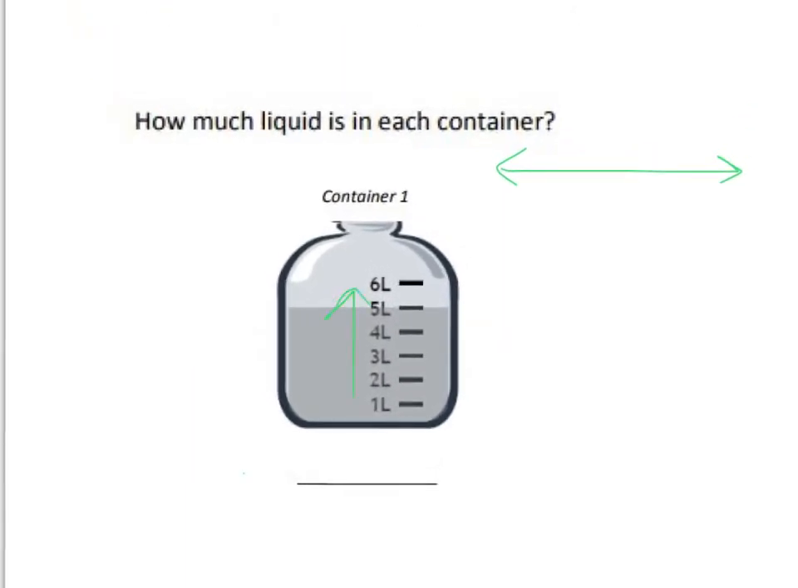I see it going straight up like that, from 1 to 6. So that would be considered a vertical number line. And I can easily answer the question of how much liquid is in each container by looking at container 1 and seeing that the water stops right at 5 liters. So my answer would be labeled 5 liters. That was a really easy question. Let's look at one a little bit more difficult.